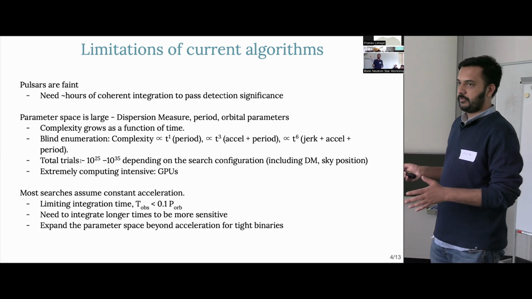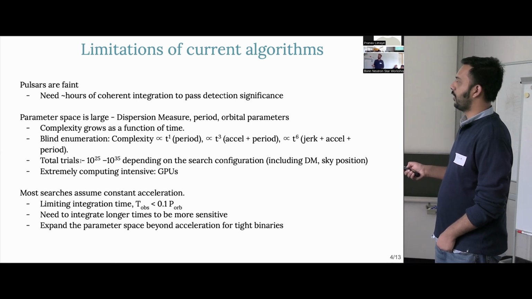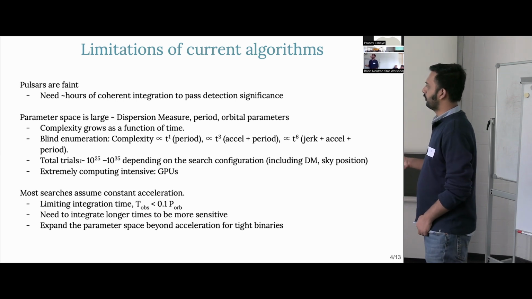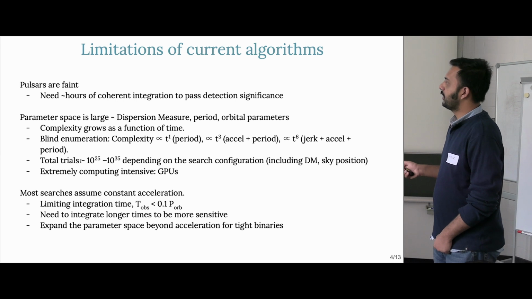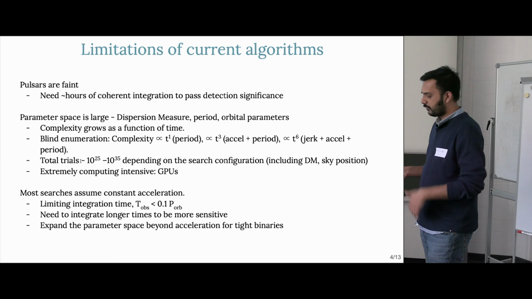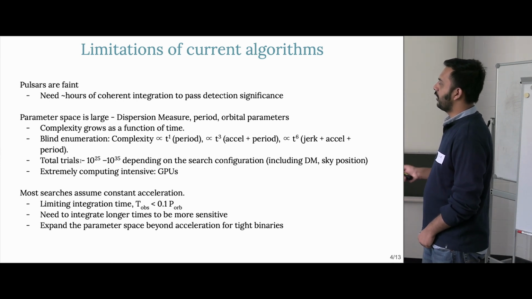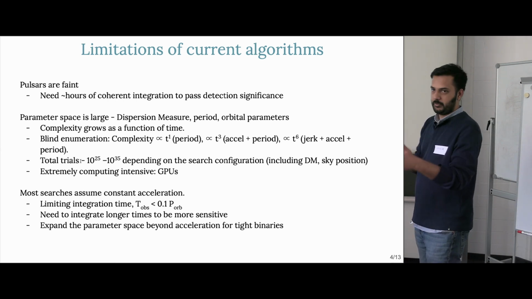So the total number of trials or options would easily be in the range of 10 to the power 25 to 35, depending on the search configuration, if you are doing an all-sky search, things like that. Then the problem becomes very computing intensive, and we use GPUs for those kinds of searches. Usually, to avoid this growing complexity, we assume constant acceleration and only search up to the second-order terms, but then we limit our integration time to some fraction of the orbital period, and thus we lose sensitivity.